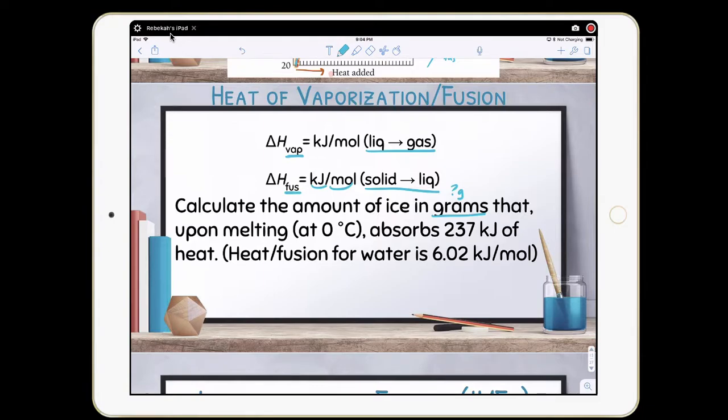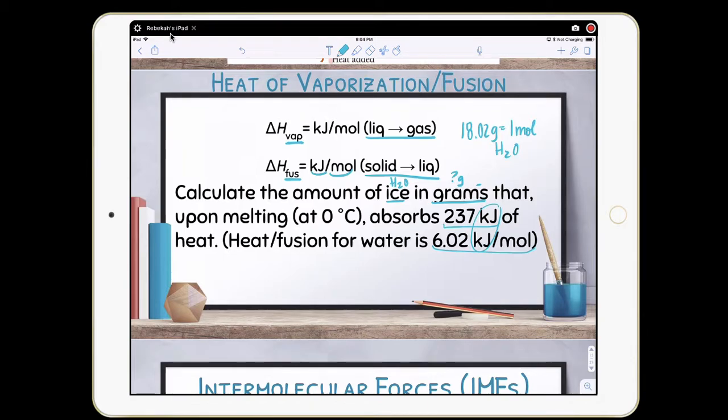I'm melting this ice. It absorbs 237 kilojoules because it's endothermic, right? I need to take in energy to melt the ice. The heat of fusion for water is 6.02 kilojoules per mole. Well, I see I have kilojoules here, but I want grams. So I'm going to need something else, right? I know that 18.02 grams equals 1 mole of water. They tell me ice. I need to know that ice is water, H2O. So I can use this conversion to get some moles.